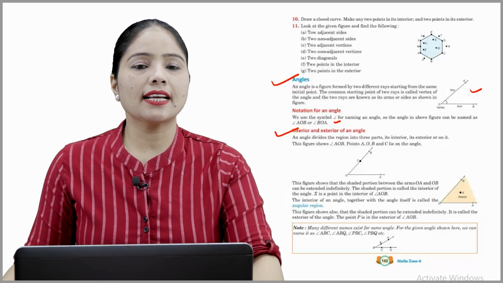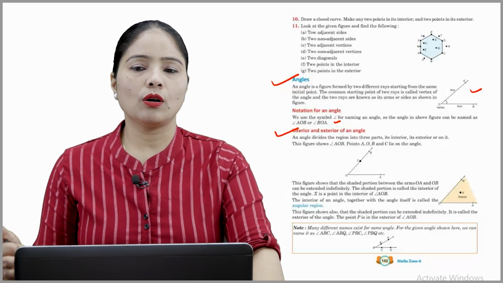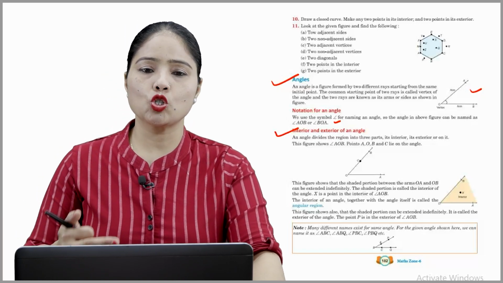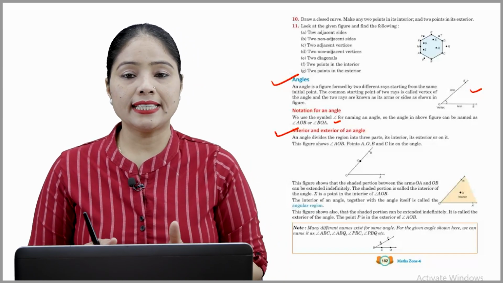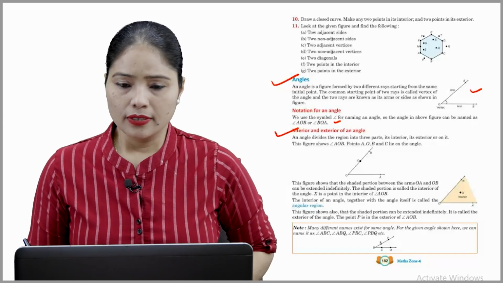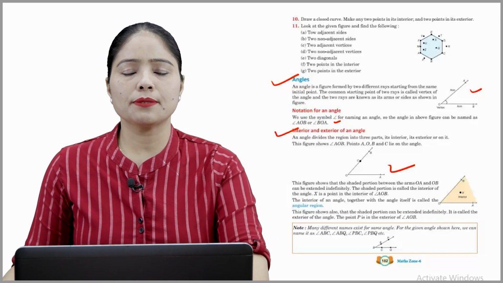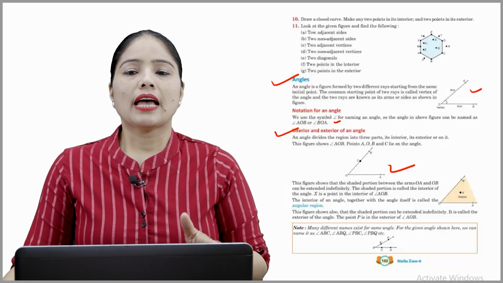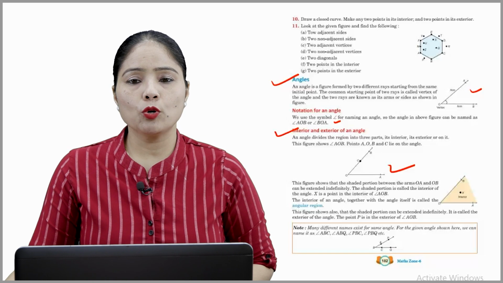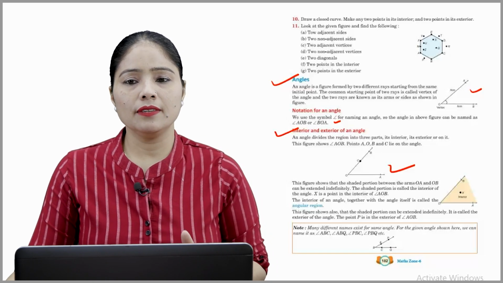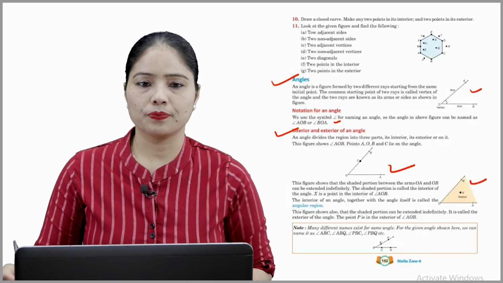An angle divides the region into 3 parts: its interior, its exterior, or on it. This figure shows angle AOB, points A, O, B and C lie on the angle. Okay, like this. This figure shows that the shaded portion between the arms OA and OB can be extended indefinitely. The shaded portion is called the interior of the angle. X is the point in the interior of AOB, like that.